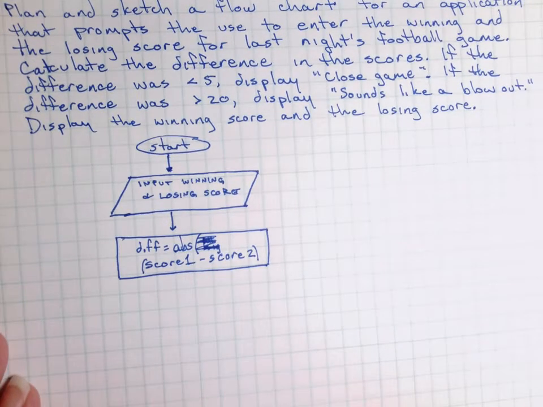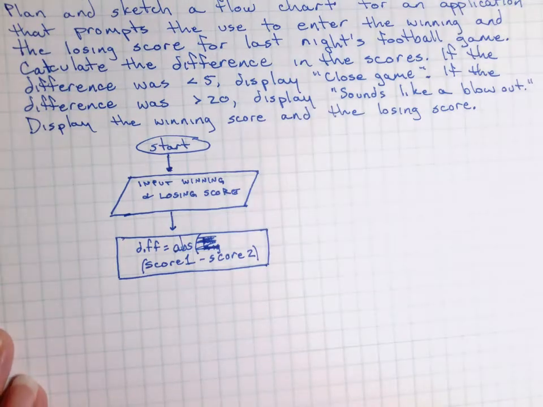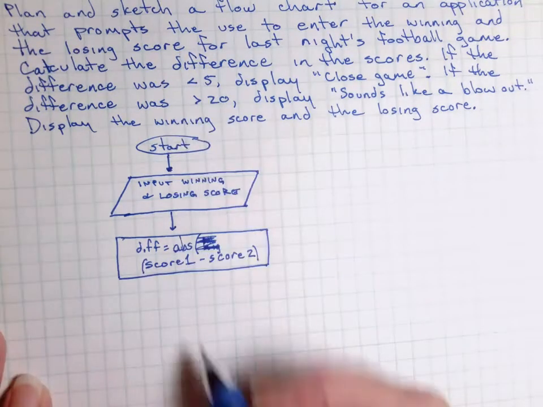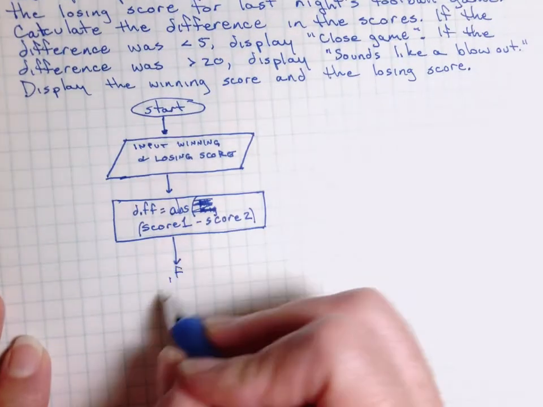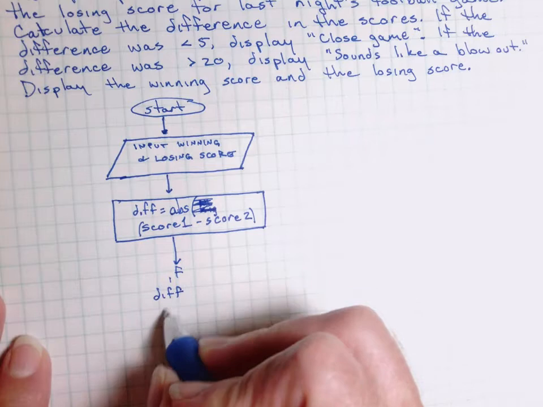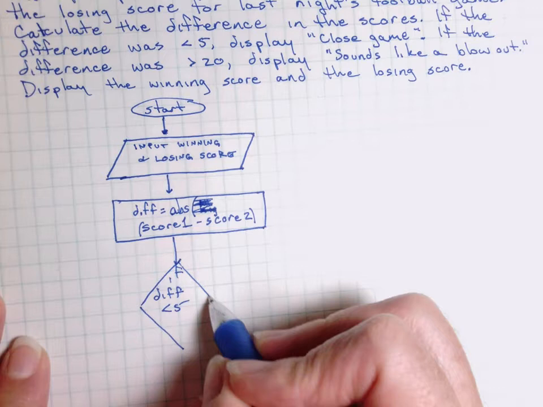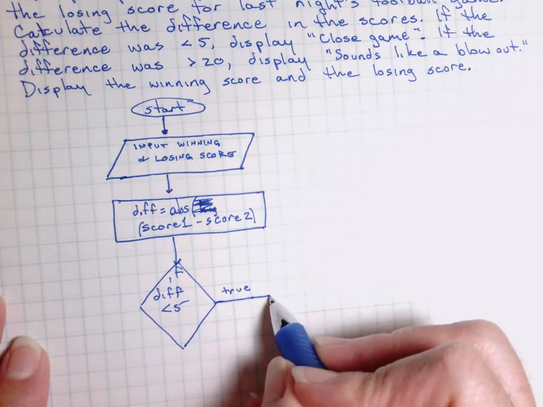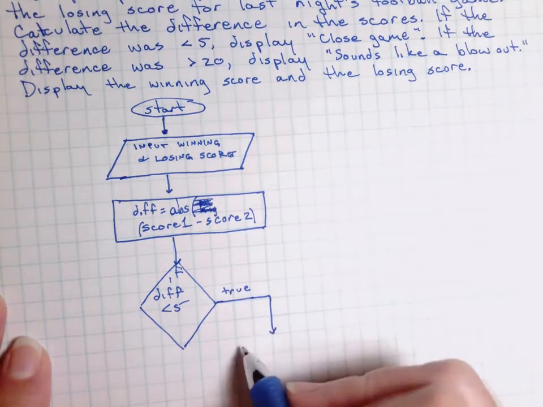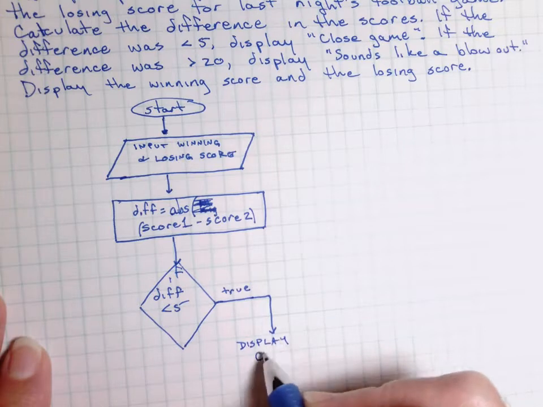The next thing we want to do is ask an if statement based on these scores. If the difference was less than 5, we want to display close game. If the difference was greater than 20, we want to display sounds like a blowout. So I have my little flow line, and then I want to say if the difference is less than 5. If that's true, you always label flow lines after they come out of a decision. And if that's true, I want to display close game.